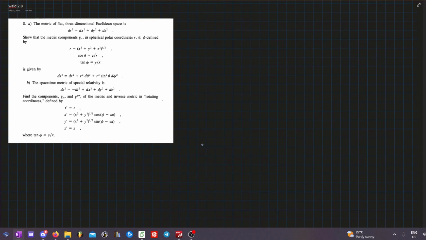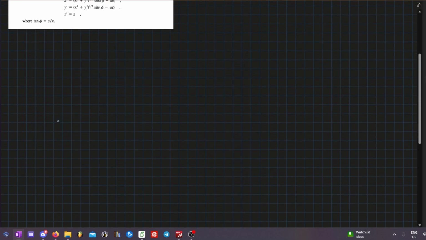Okay, problem 2.8 in Wald's General Relativity. It gives us the metric of flat three-dimensional Euclidean space in Cartesian coordinates, and gives us some relations between Cartesian and spherical polar coordinates, and then we're meant to show that the equivalent line element in spherical polar coordinates is what's shown at the bottom there. So this isn't too hard, just a lot of algebra basically, so let's get started.